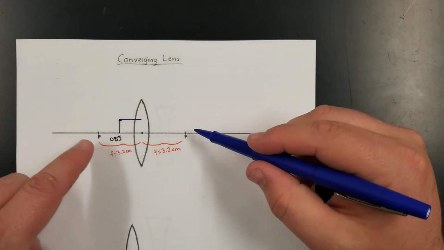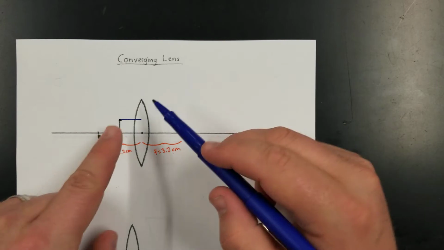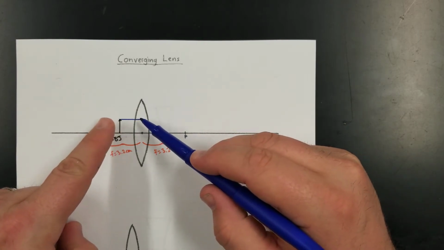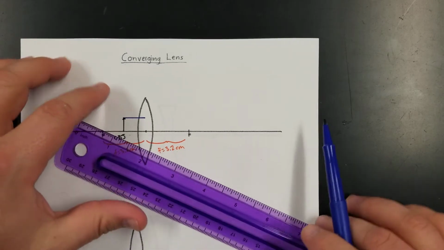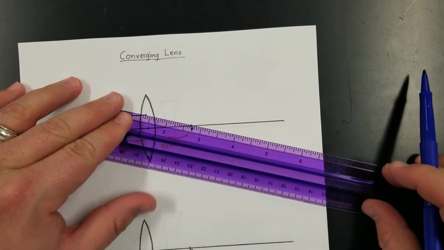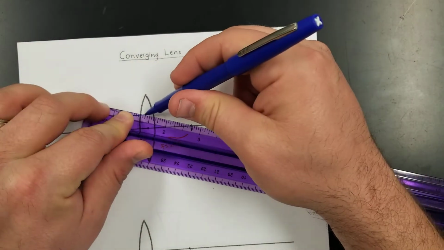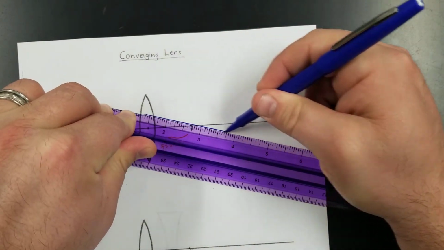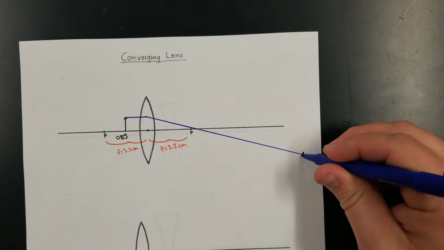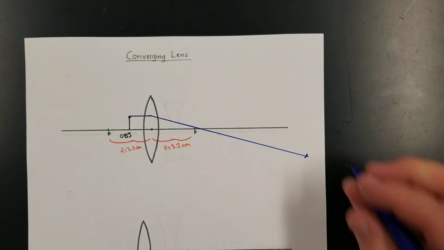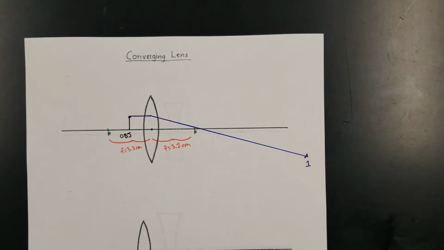Because there are two foci, we have to keep this straight. The ray that's parallel over here refracts to the focus over here. So parallel, and then line it up. I did not do a very good job of lining it up in that case. Okay, so there's ray number 1.